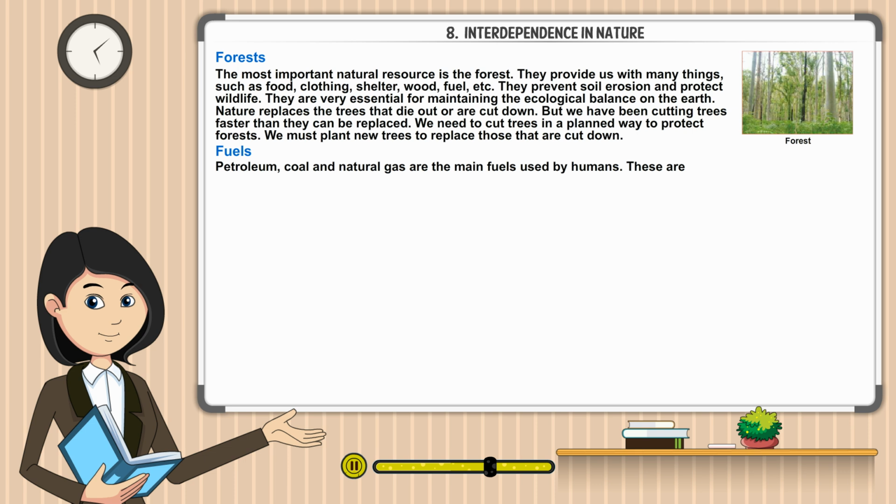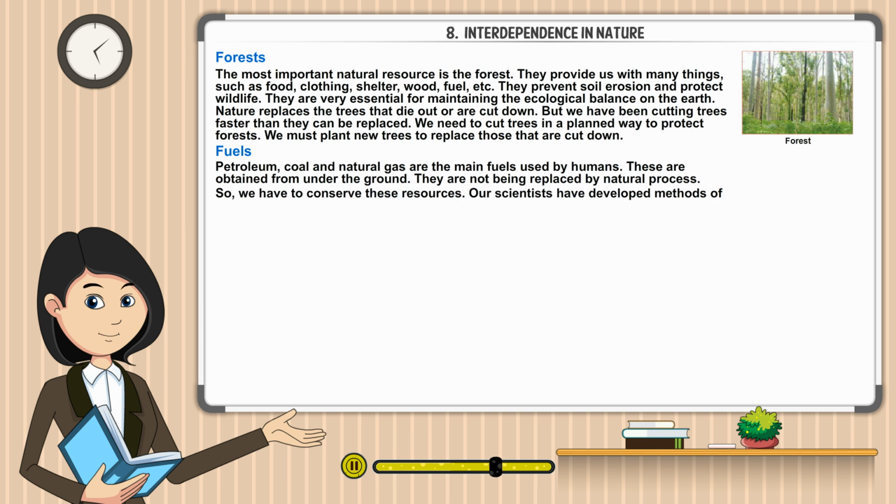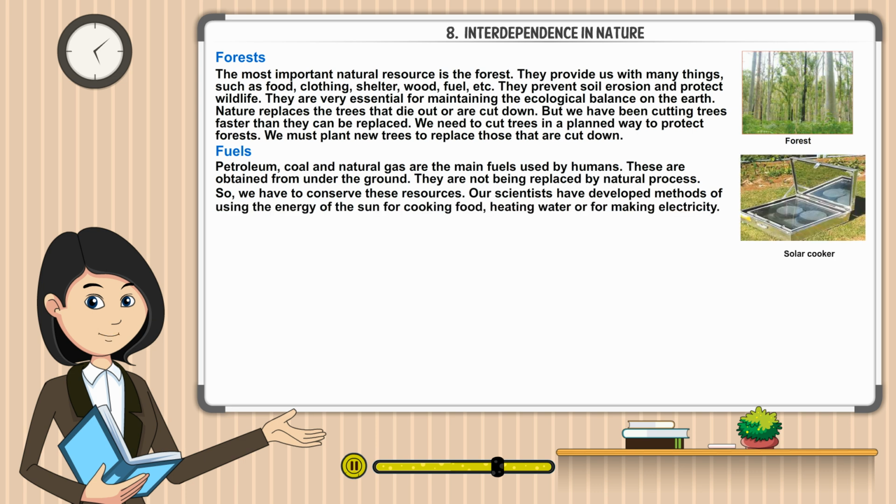Fuels. Petroleum, coal and natural gas are the main fuels used by humans. These are obtained from under the ground. They are not being replaced by natural process, so we have to conserve these resources. Our scientists have developed methods of using the energy of the sun for cooking food, heating water, or for making electricity.